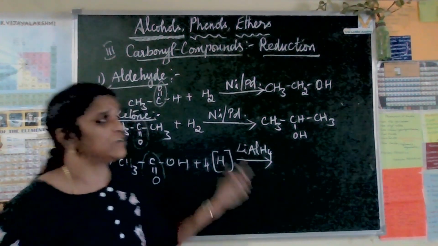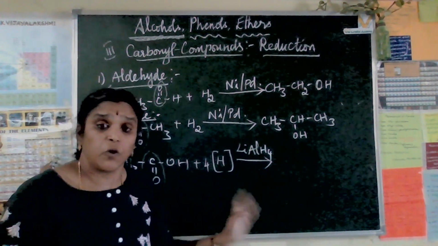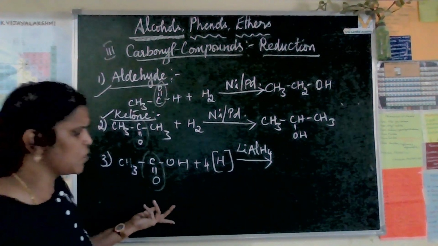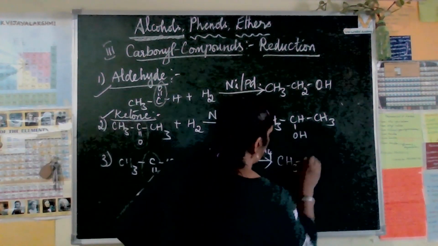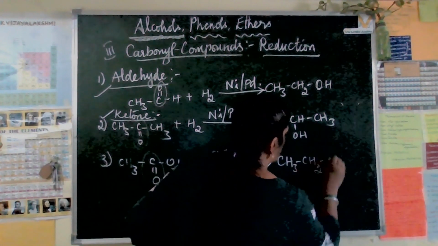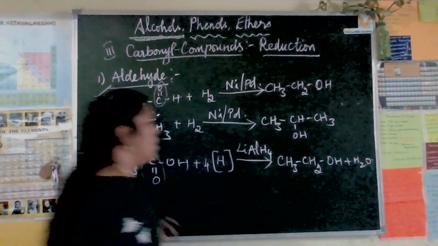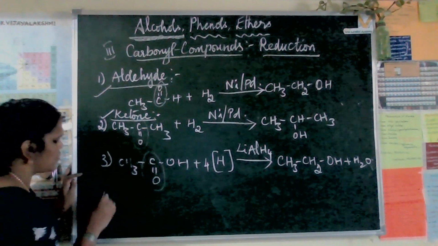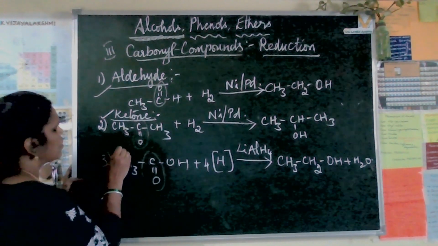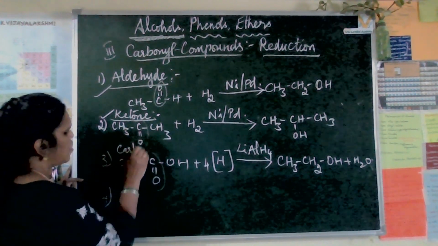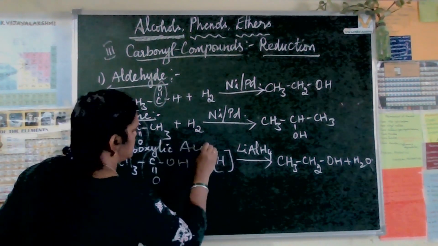Lithium aluminum hydride also you can take. Sodium borohydride also you can take. Nickel with palladium also you can take, or sodium with ethyl alcohol. Anything you can take according to that. Okay, so what you will get? CH3CH2OH plus H2O. You will get it. Okay, now the next one, fourth one, what it is? So aldehyde, ketone, carboxylic acid. This is carboxylic acid.